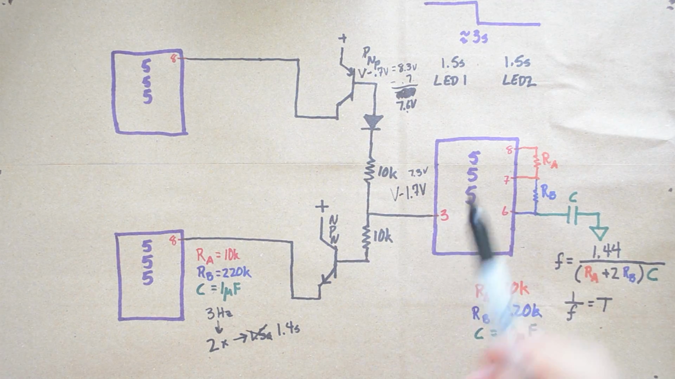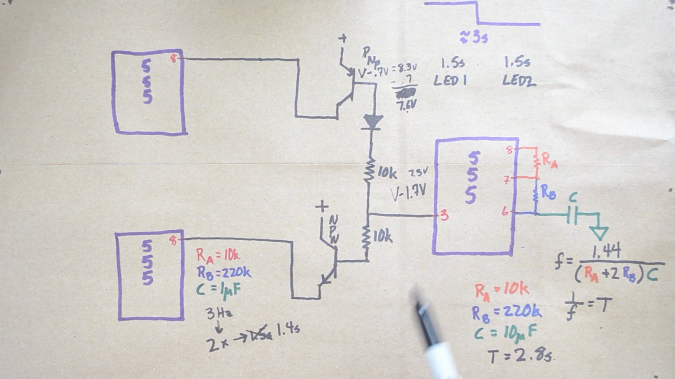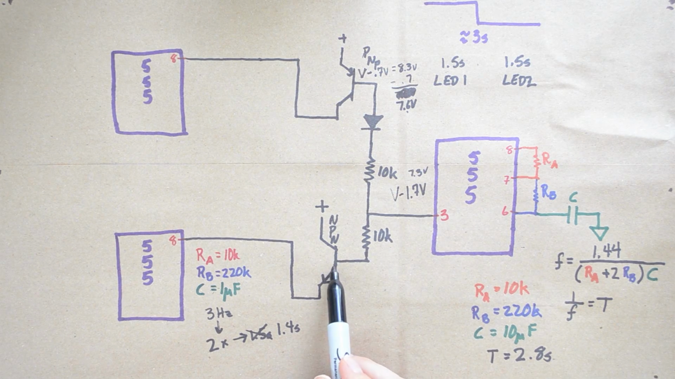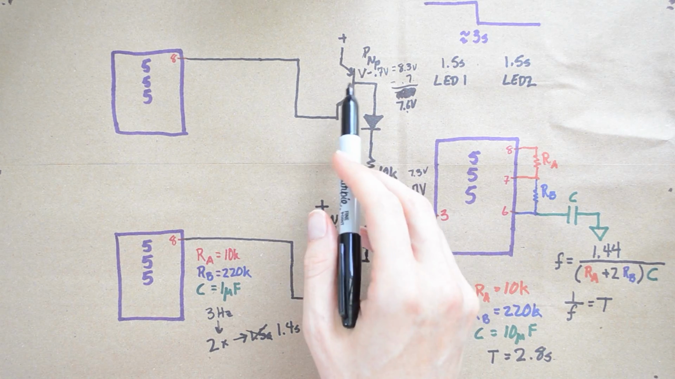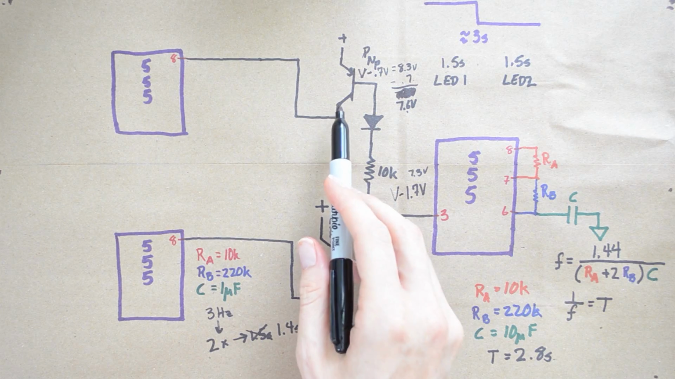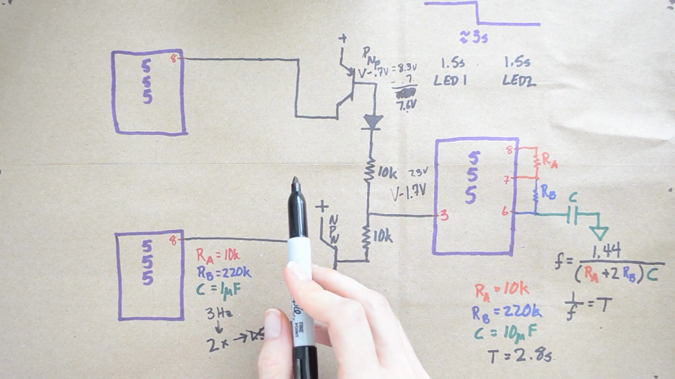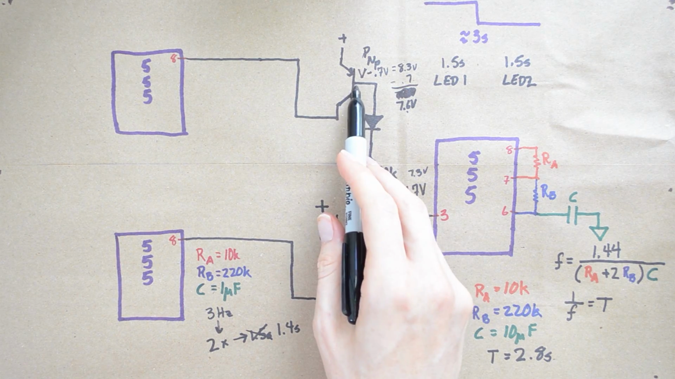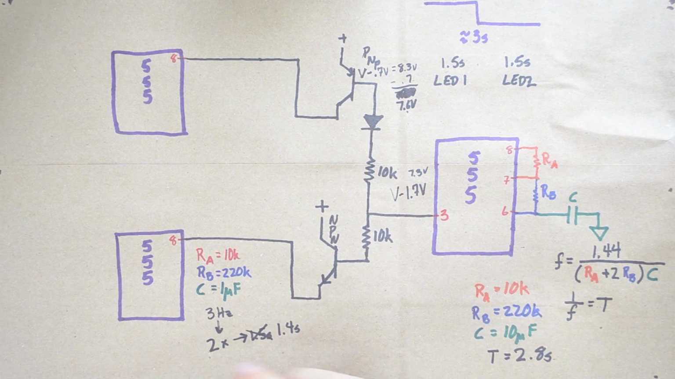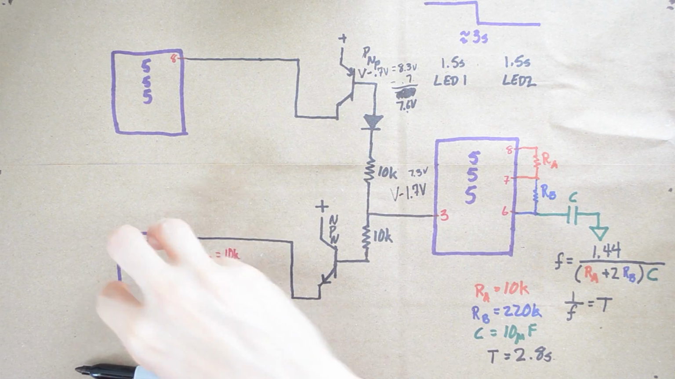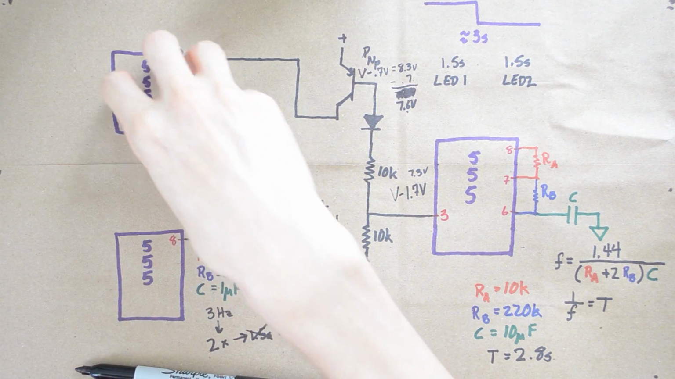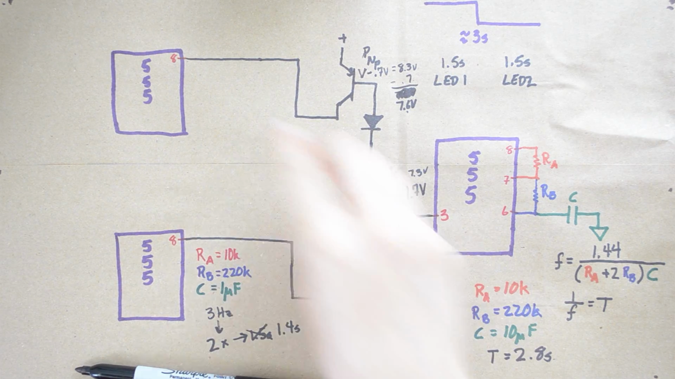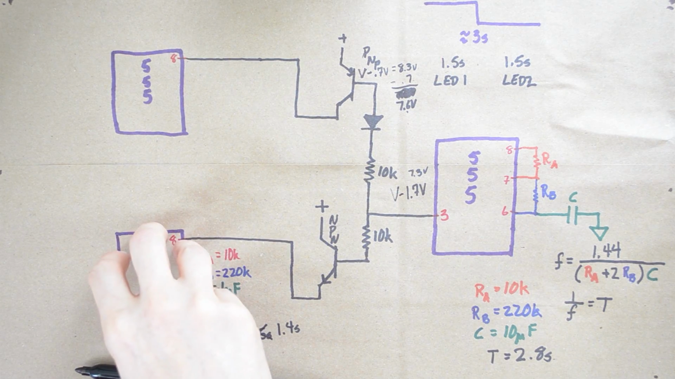The transistor stuff may be a bit confusing to you, but just remember, the NPN allows this 555 timer to turn on when this base receives voltage. This PNP transistor allows this 555 timer to turn on and blink lights whenever this base sees ground. Every time this goes high, this turns on, this stays off. Whenever this goes low, this turns on and this turns off.